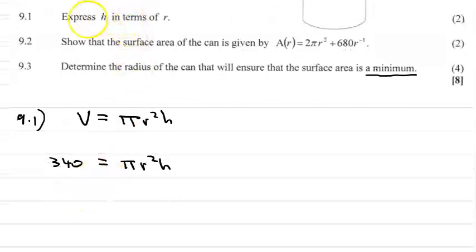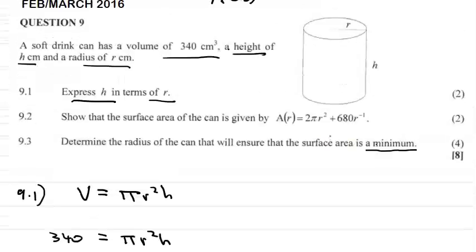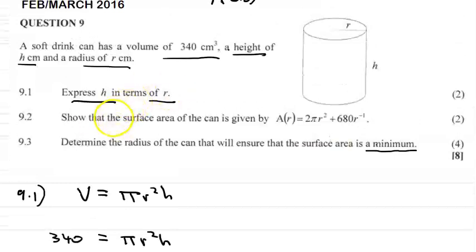Therefore, we said express h in terms of r. So therefore, h is equal to 340 over pi r squared. Okay, so that answers the first question. h is equal to 340 over pi r squared. In the second question, it says show that the surface area of the can is given by A of r equals 2 pi r squared plus 680 r to the minus 1.